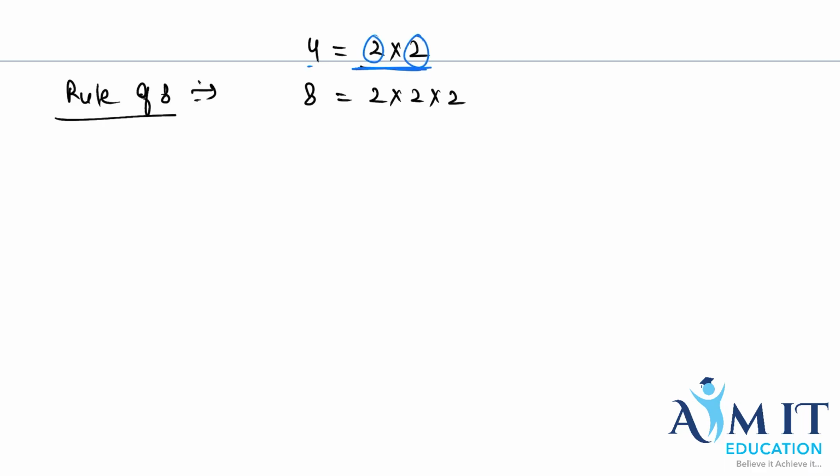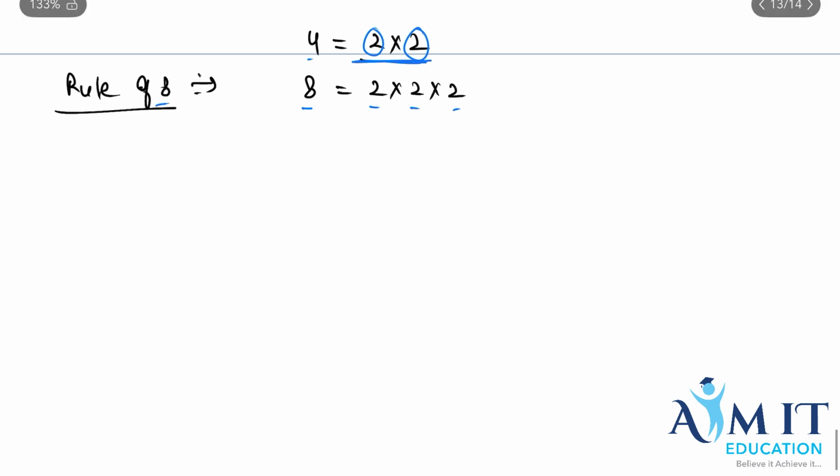2 times present है. So we just have to check last two digit. But in the case of 8, we have three twos. So we have to check last three digit of a number. If last three digit is divisible by 8, then complete number is also divisible by 8.